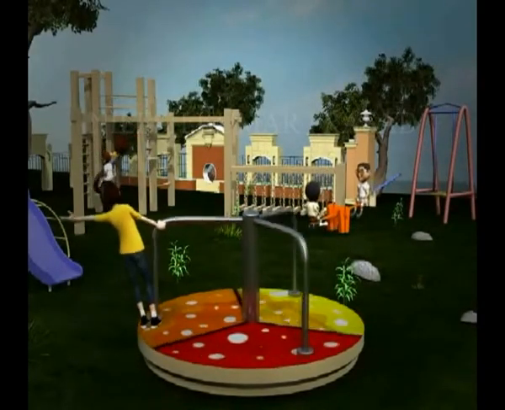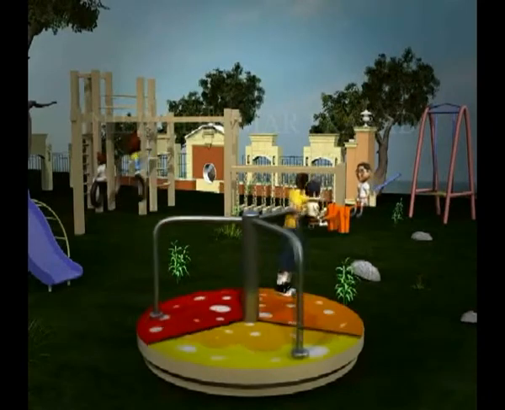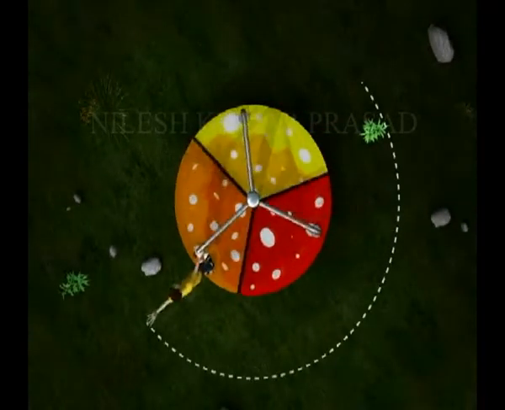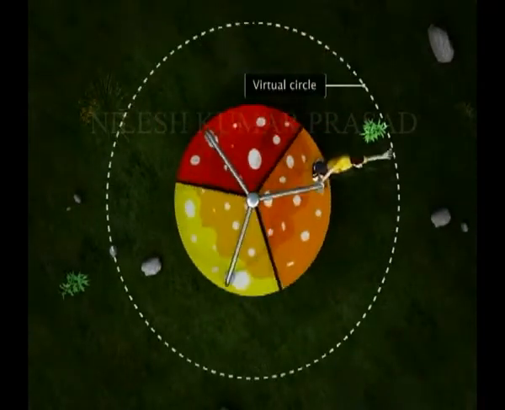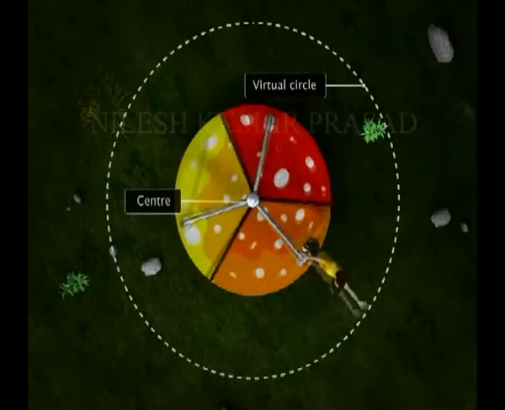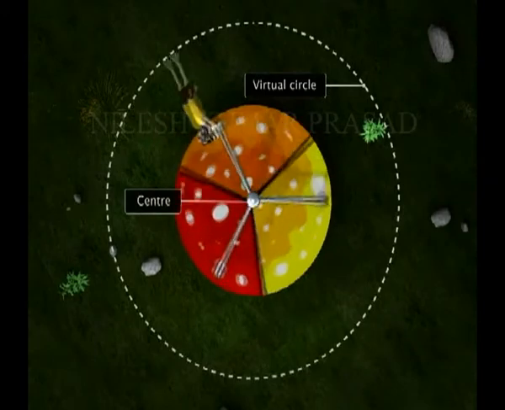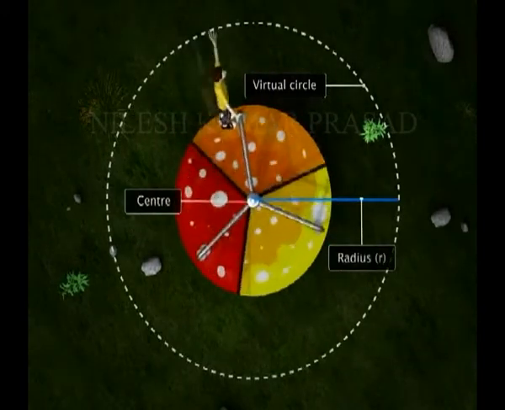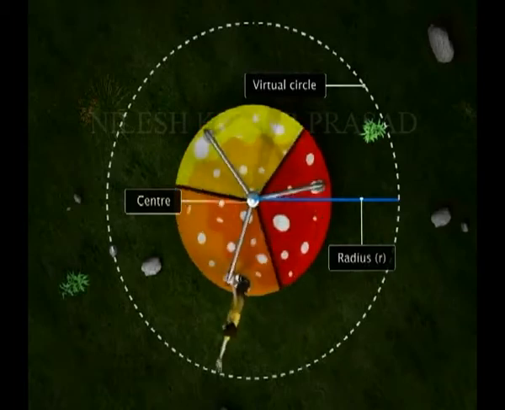Now look at this boy going round and round. The tip of his extended hand is describing a virtual circle. The center of this circle is the center of the merry-go-round. The radius for this circle is the length from the center to the tip of the boy's finger.